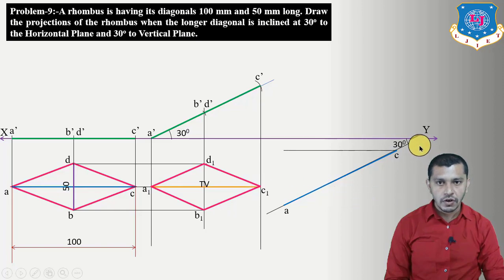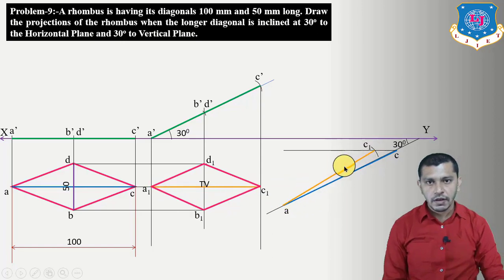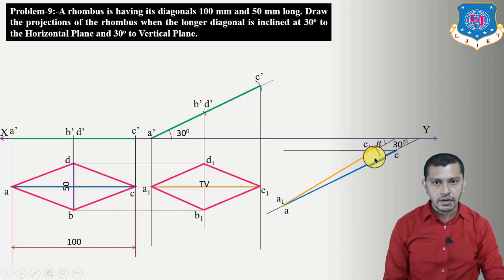So first of all, draw a locus from C, and now measure A1 C1. Put your compass on A, give an arc on the locus of C. Here we will get C1. This point will be our A1. So this will be our A1 C1, which is the plan of the longer diagonal, and this will be our angle beta.